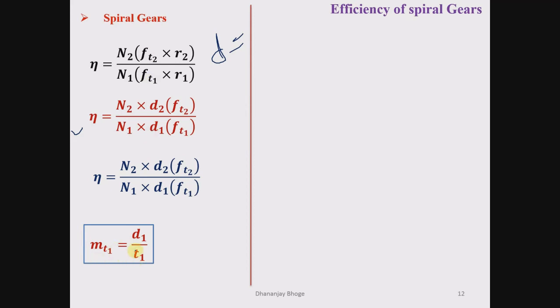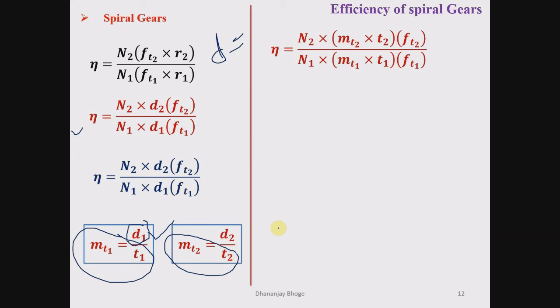Now MT1 is the transverse module of gear 1, is the ratio of pitch circle diameter to the number of teeth on gear 1. So MT1 is D1 by T1 and MT2 is D2 by T2 for spiral gears. Transverse module is different for two mating gears. Now what to do then? For D1 write MT1 into T1 and for D2 you can substitute MT2 into T2. Where are we going? We are trying to induce the common terms for both the gears in the equation, so that our equation will have minimum number of unknown parameters. Okay, minimum number of unknown parameters. So substitute MT2 into T2 for D2 and MT1 into T1 for D1.